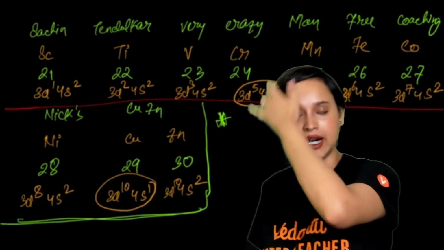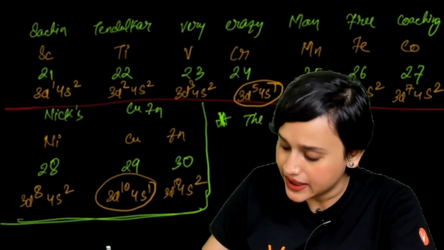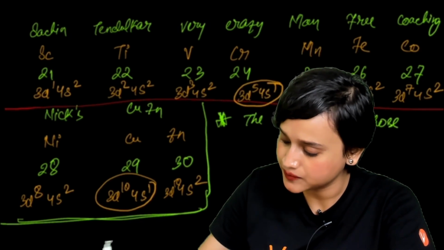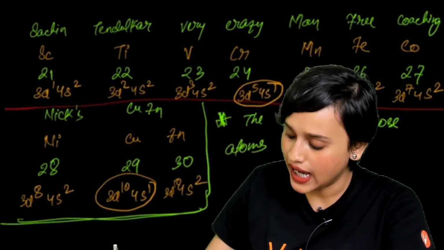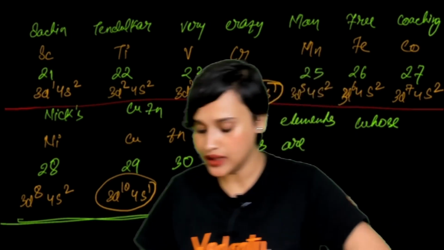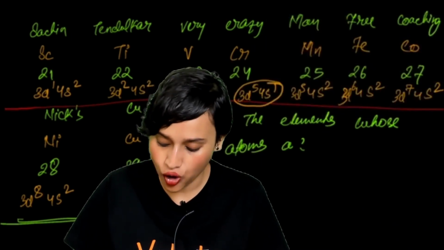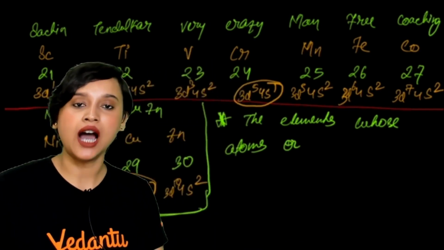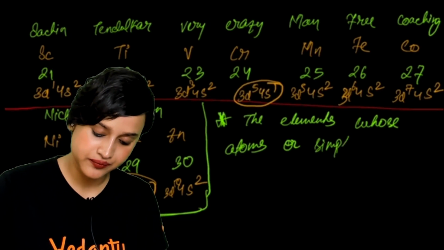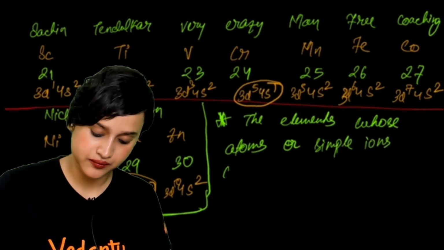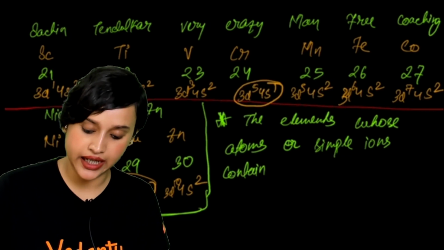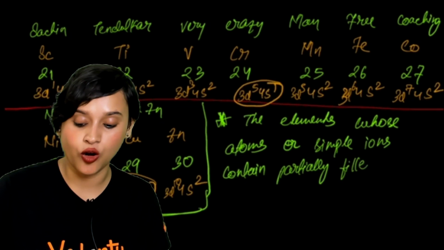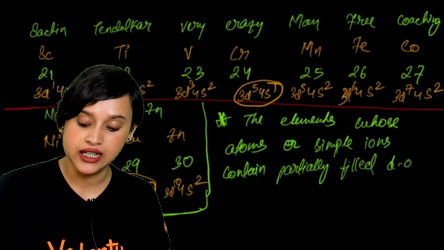This is the definition that I'm writing, okay? The elements whose atoms or simple ions, yes, atoms or simple ions, everybody, contain partially filled d orbitals. Okay, partially filled d orbitals.